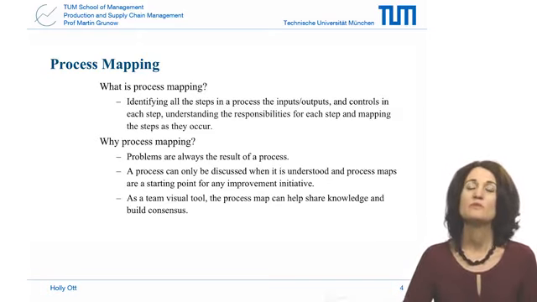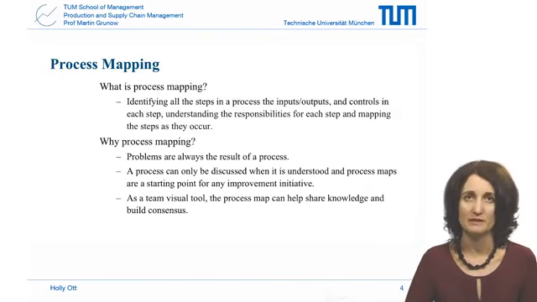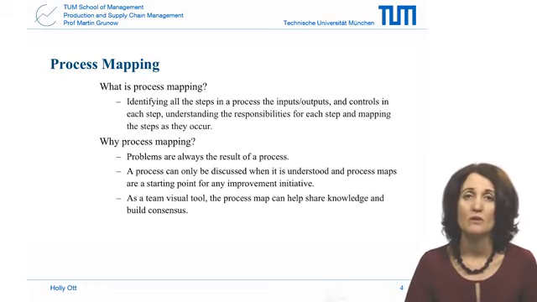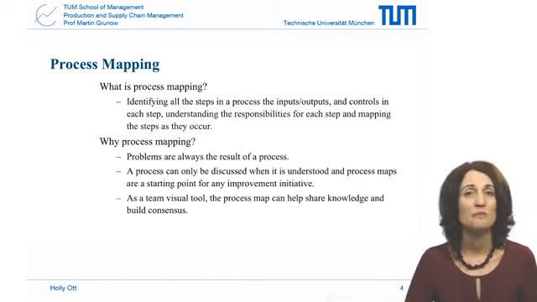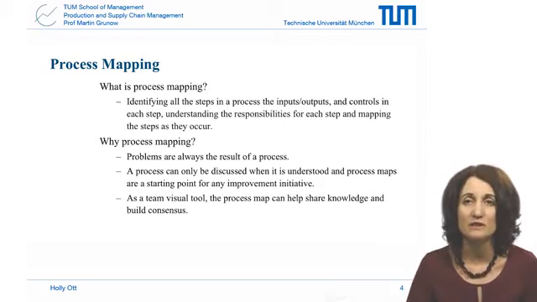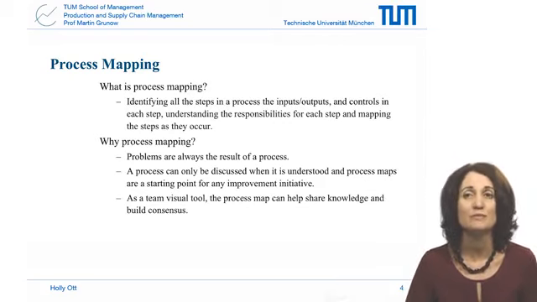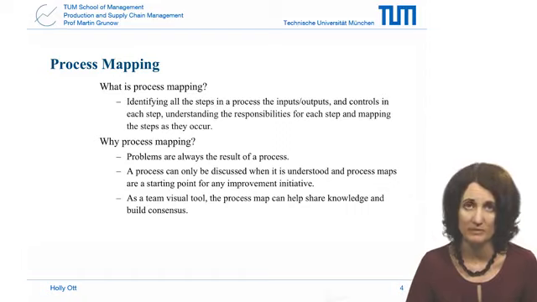And why do we use process mapping? Well, first of all, because problems are always the result of a process. So we need to understand the process. And also, when processes are mapped using charts on paper, they can be better understood, better analyzed, improved, and managed. Understanding the process fully in order to be able to control and improve it is the key precept leading to the success of quality improvement programs and for the Six Sigma methodology. And also, as a team visual tool, the process map can help share knowledge and build consensus among the team members.